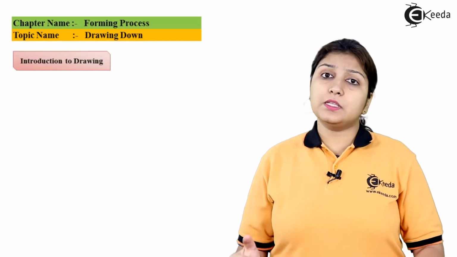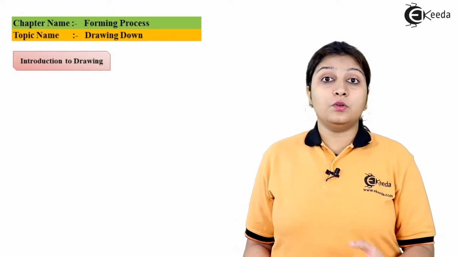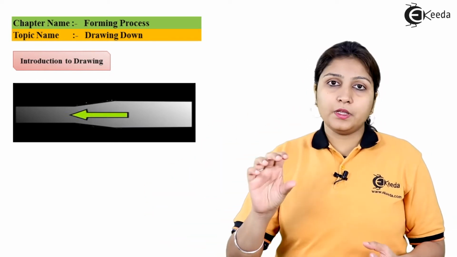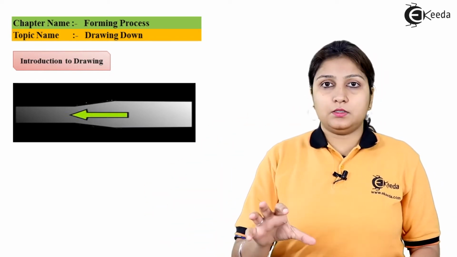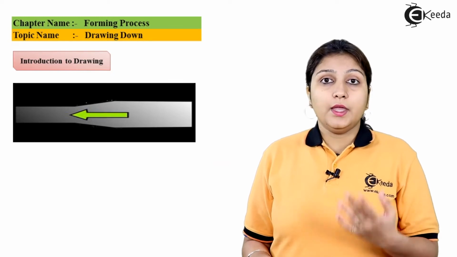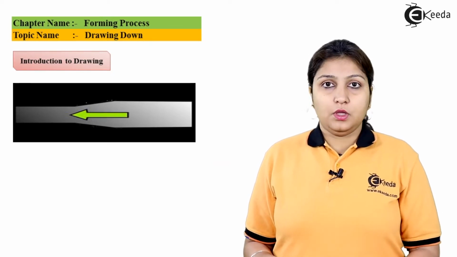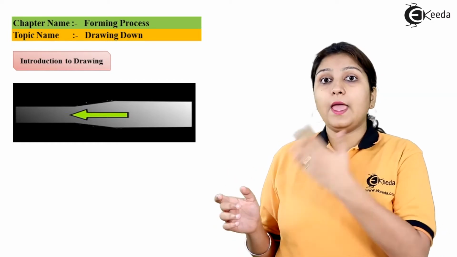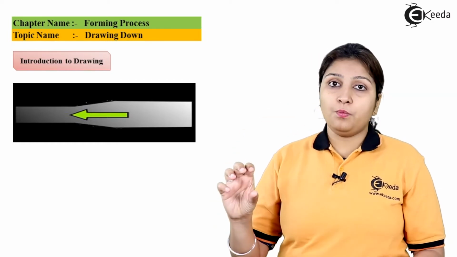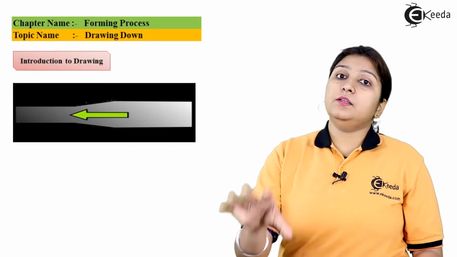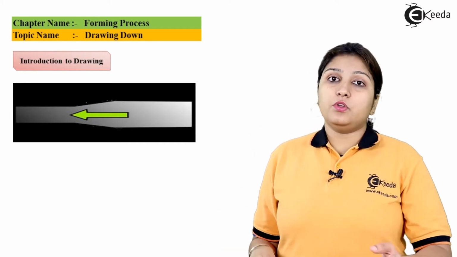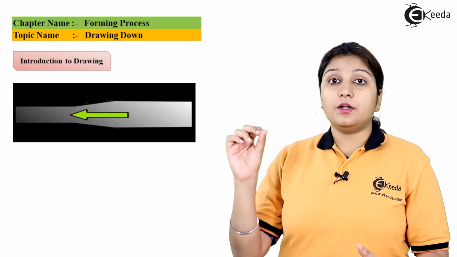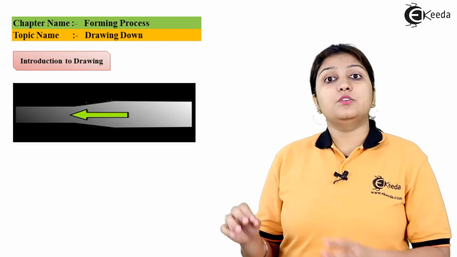So when I talk about the basic drawing process, it is a cold working process, and in the diagram it is shown there is an opening through which the material passes. It can be in the form of a rod, a billet, or a bloom. Your rod has to pass through that small opening, and while passing through it, the size of the rod is reducing. Whatever size it may be, it gets reduced. This process is known as drawing down.